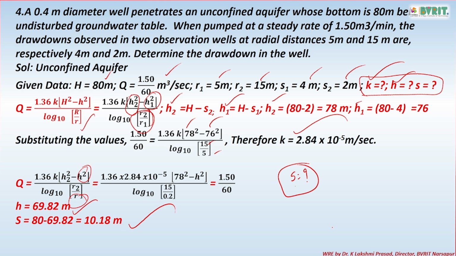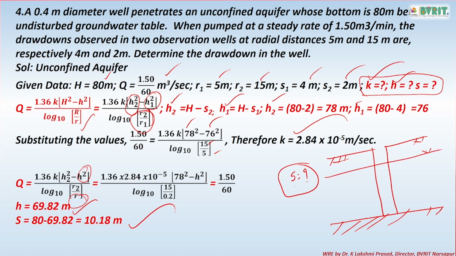Please remember the figure; I am drawing it 100 times. So this is the impervious portion. This is the well, and this is the ground level. Then the initial water table is this, right? This is what we call the total H. The cone of depression forms like this, right? And this is what we call small h, and this is what we call the drawdown. So you should remember that.